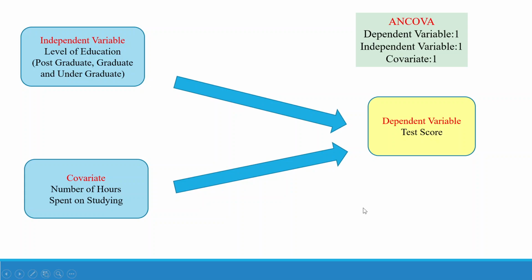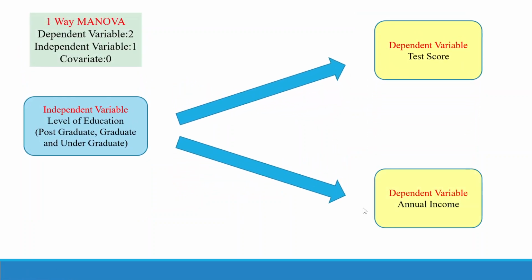The next is MANOVA. Two dependent variables, 1, 2, one independent variable, and covariates are 0. The dependent variables are test score and annual income. The objective is to study the effect of level of education on test score and annual income. This is known as one-way MANOVA.